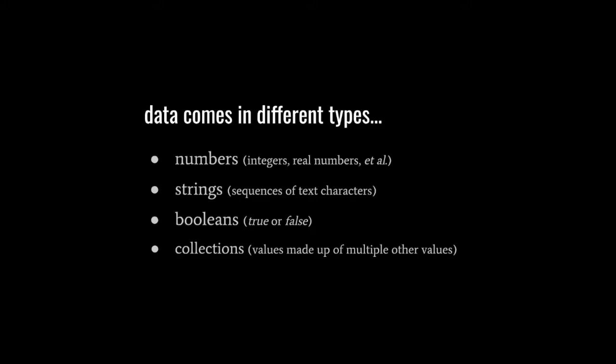Lastly, a collection is a piece of data, a value, which is made up of other values, which might be numbers or strings or booleans or even other collections. And there are many different kinds of collections because there are many different ways to organize multiple values, but the most obvious and simplest and probably the most commonly used is a simple list. You have a collection which is just an ordered list of here's the first thing, here's the second thing, the third, the fourth, the fifth, and so forth.